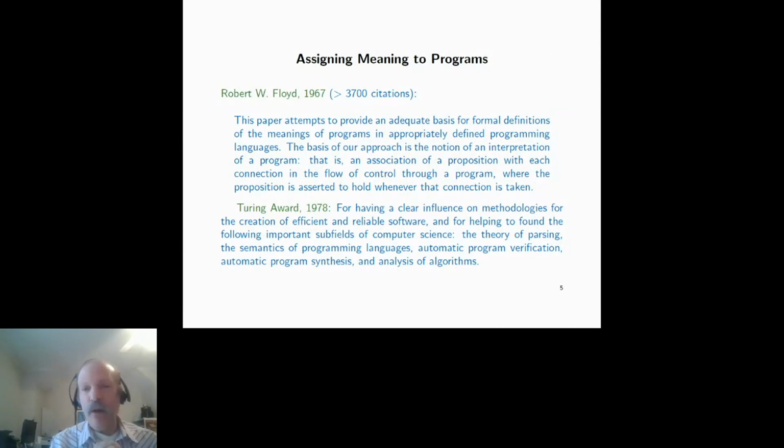This is the first Turing Award citation where program verification is explicitly mentioned. So in his Turing Award citation, it says automatic program verification. It wasn't quite automatic, but program verification.